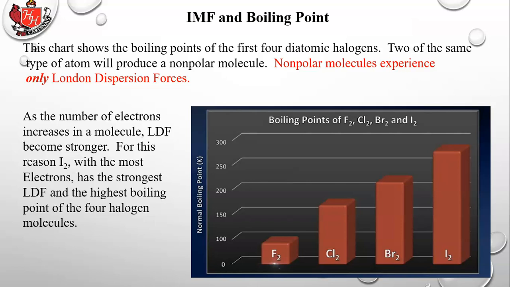More electrons, more polarizability, which means that they'll have stronger London dispersion forces, so I2 will have the strongest because it's the biggest and has the most electrons.